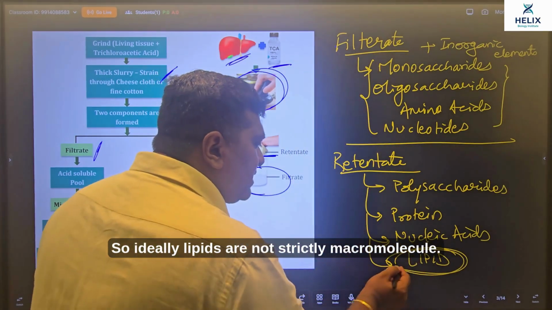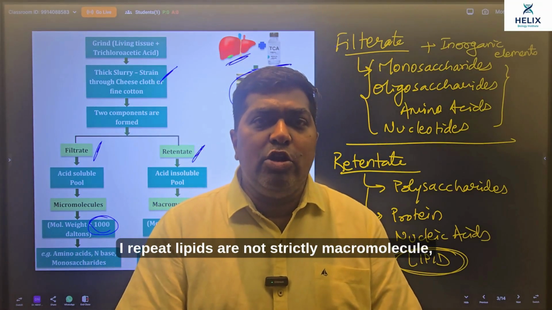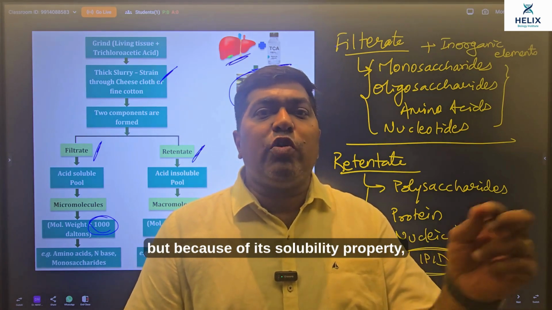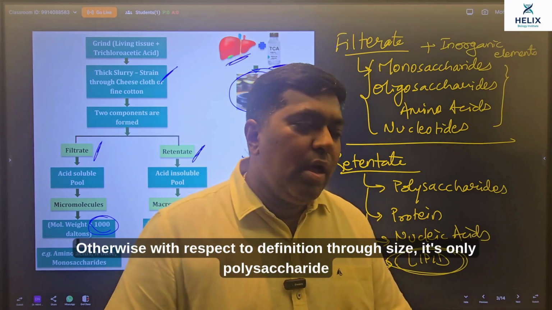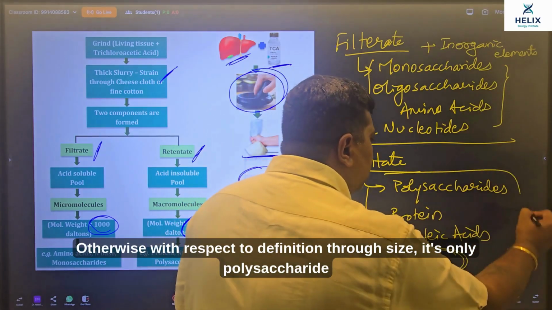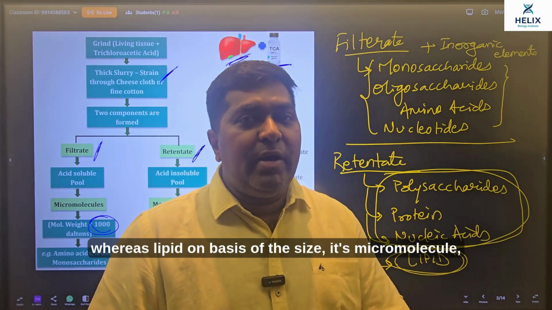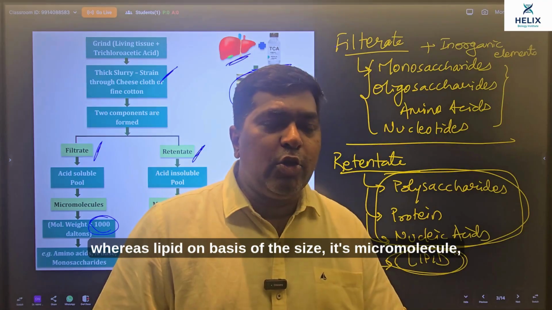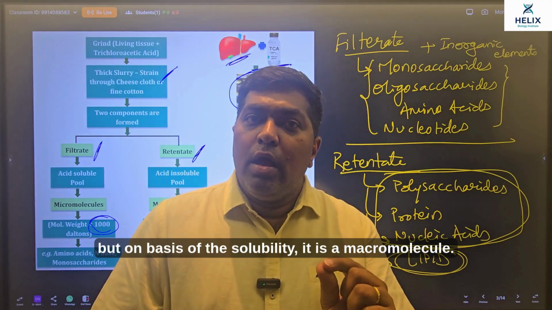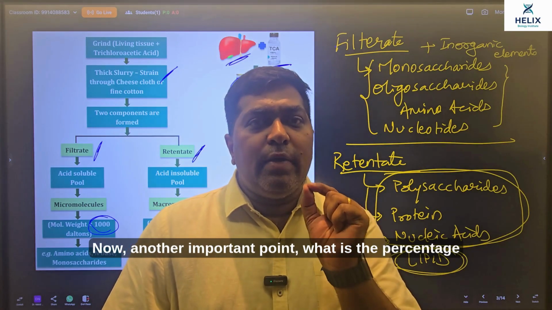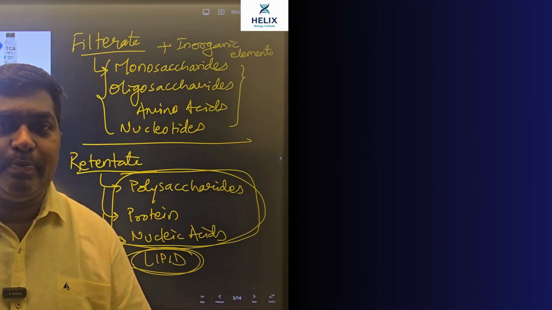So ideally, lipids are not strictly macromolecules. I repeat, lipids are not strictly macromolecules, but because of their solubility property, they are counted as part of the macromolecules. Otherwise, with respect to the definition through size, only polysaccharides, proteins, and nucleic acids are macromolecules, whereas lipids, on the basis of size, are micromolecules, but on the basis of solubility, they are macromolecules. Now, another important point: what is the percentage of each of these molecules in a cell?